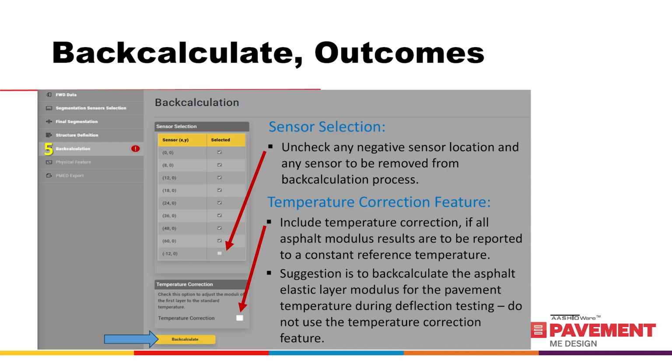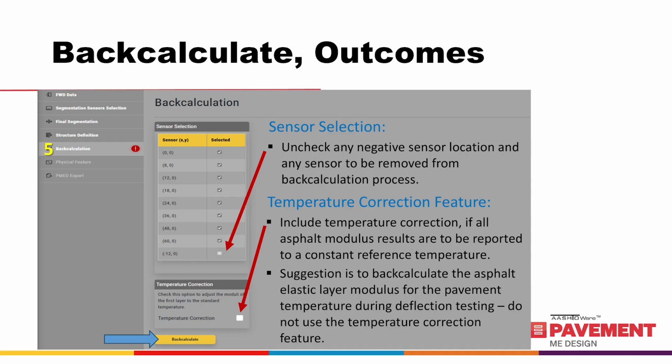Second, to manually enter the reference temperature when all asphalt elastic layer moduli are needed to be adjusted to that reference temperature, simply check the box and enter the reference temperature. If temperatures are not included in the deflection file, it is suggested this feature not be used. After the 2 decisions are made, the user simply clicks the Back Calculate button and the BcT starts the back calculation process for all pavement layers and segments.